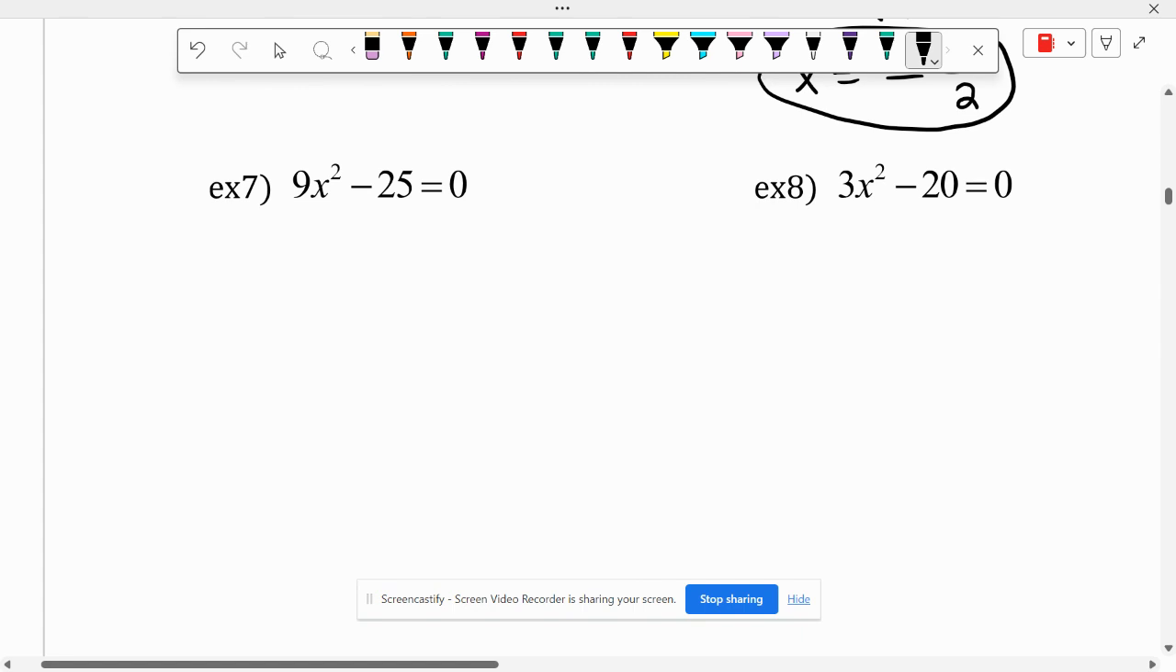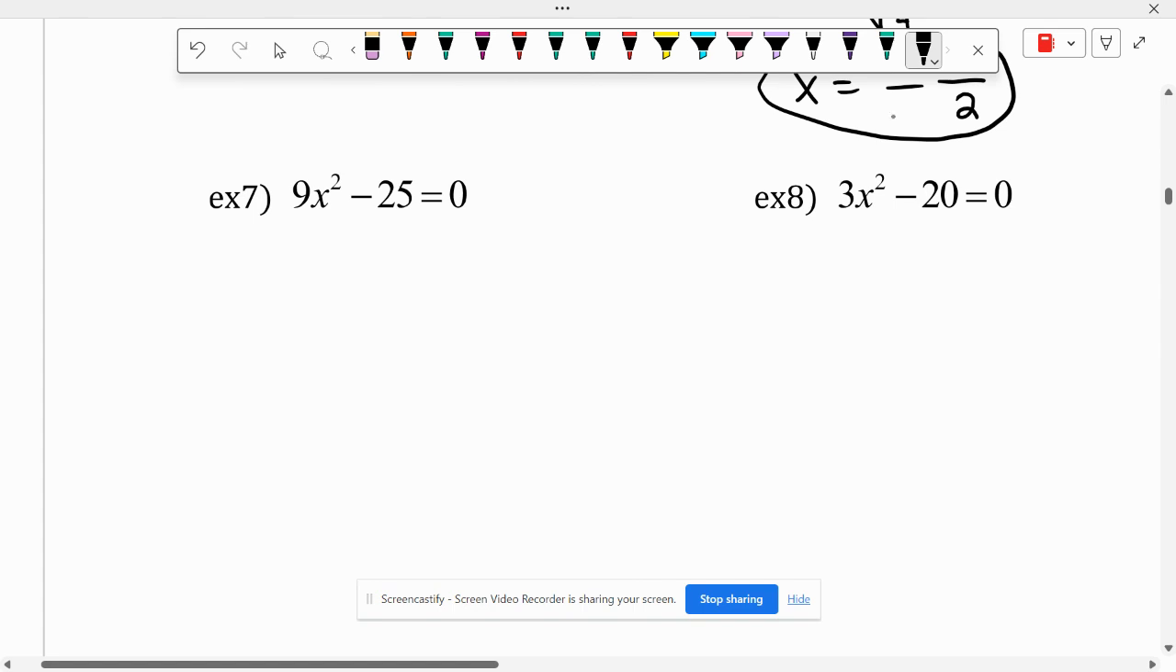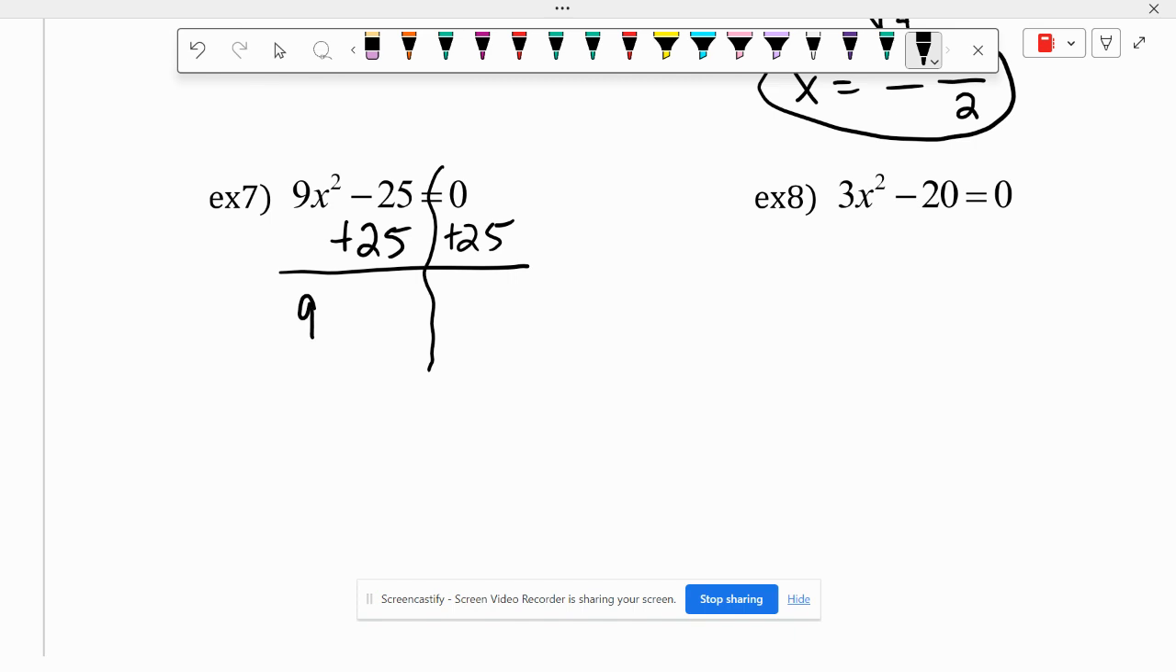What about number 7? Say again. Yeah, good job. I'm going to add 25 to both sides. So 9x squared equals 25. Next step. Divide both sides by 9. So x squared equals 25 over 9.